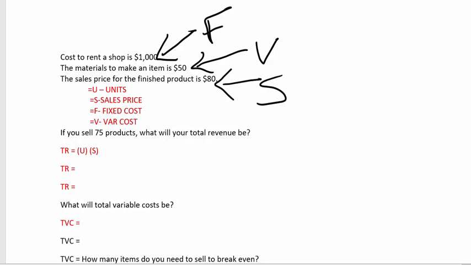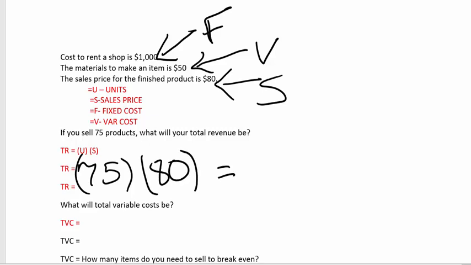So if you sell 75 products, what will your total revenue be? Well, you take the number of units times your sales price. So in this case, we have 75 units, and we're going to multiply that times our sales price. In this case, it's $80. So our total revenue would be $6,000.